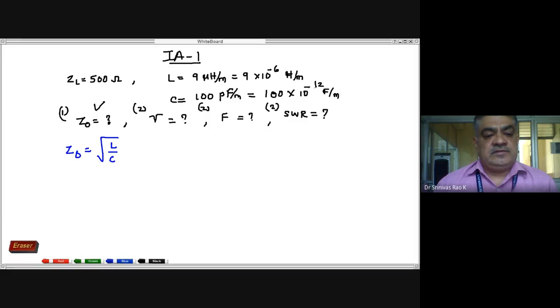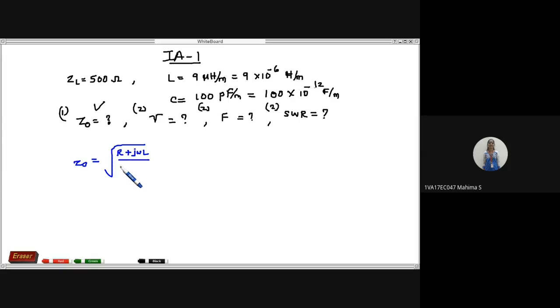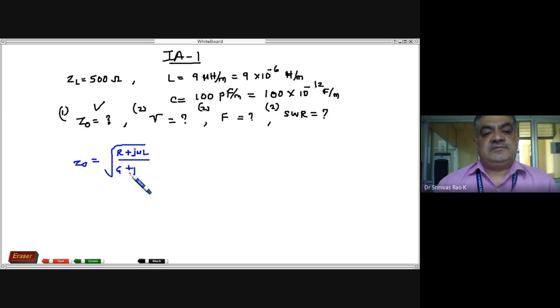So lossless means, see, okay, fine. I'll clear the concept so that it is very easy for you to understand. What is exactly the Z0 formula? The actual formula is the square root of R plus j omega L divided by G plus j omega C. Correct, no? Some people have written this also, and they know that it's a lossless line. So R will be equal to 0, and G is equal to 0. So this will lead to your, yeah. Anyone?